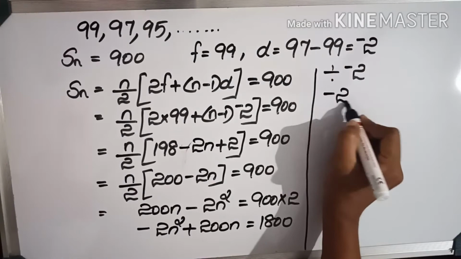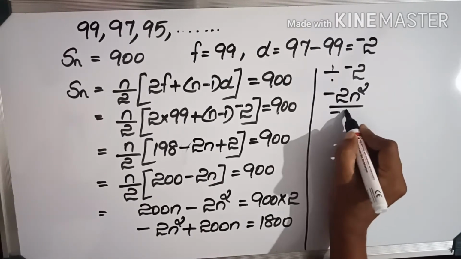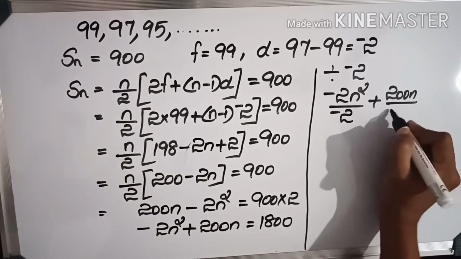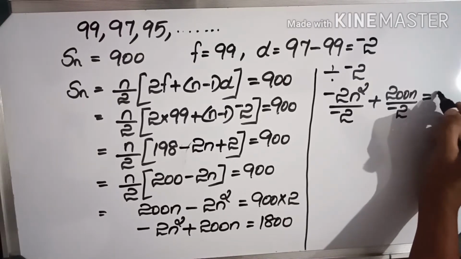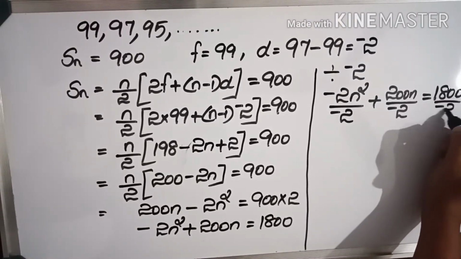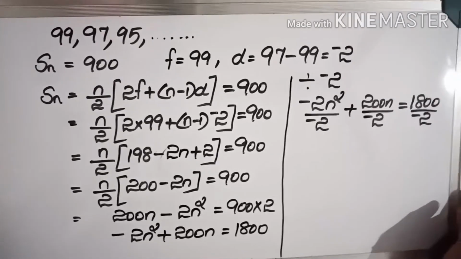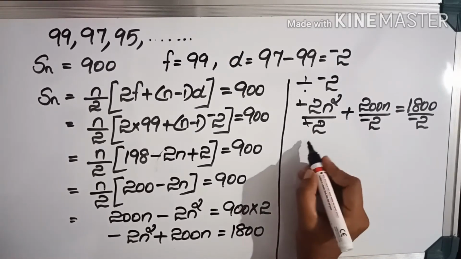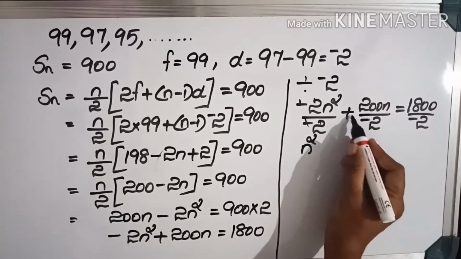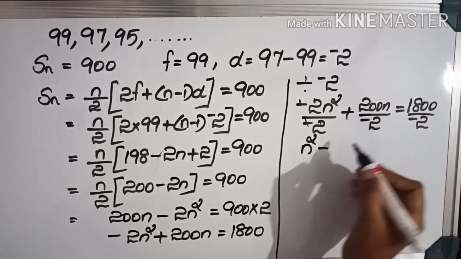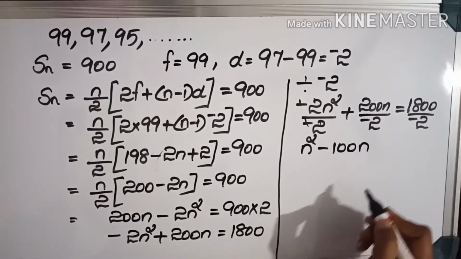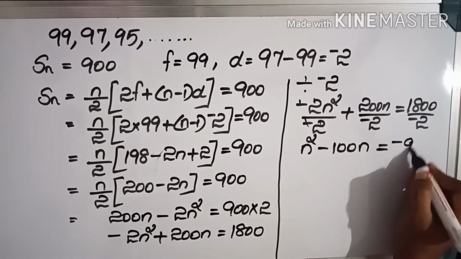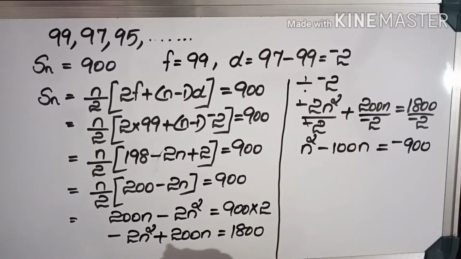So minus 2n square divided by minus 2. Okay, now plus 200n divided by minus 2 equal to 1800 divided by minus 2. Okay, now let's cancel this. Negative and negative cancel, 2 and 2 cancel. So the remaining is n square. Now here plus and minus answer will be minus. 200 by 2 answer is 100n equal to 1800 divided by 2, that is minus 900. Like this we will get.